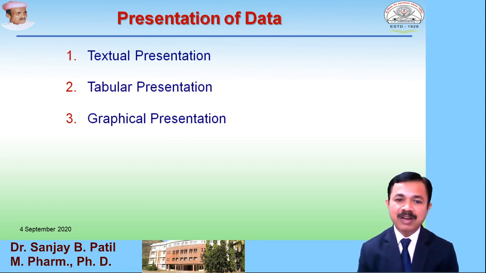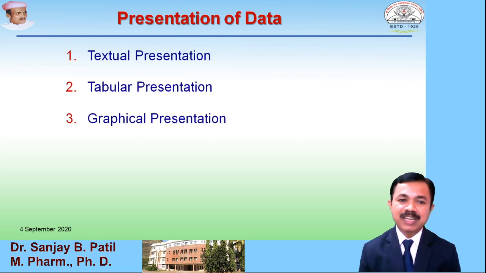For example, in a class test, the marks obtained by students out of 30 are 15, 17, 12, 13, 12, 18, 19, etc. So the description is given in the form of text in this example. Such type of presentation of statistical data is known as textual presentation of data.